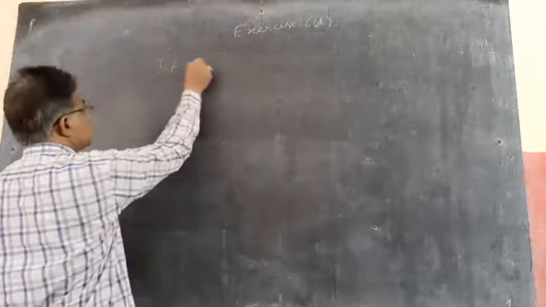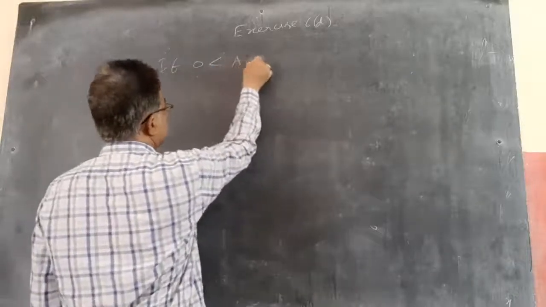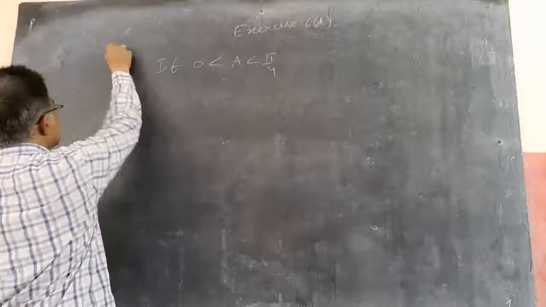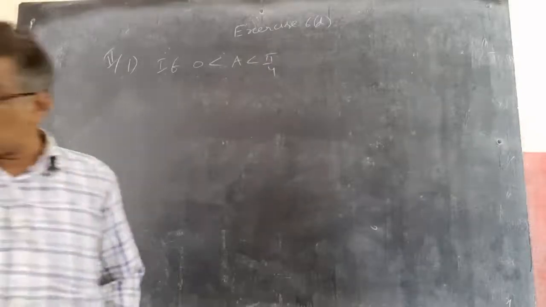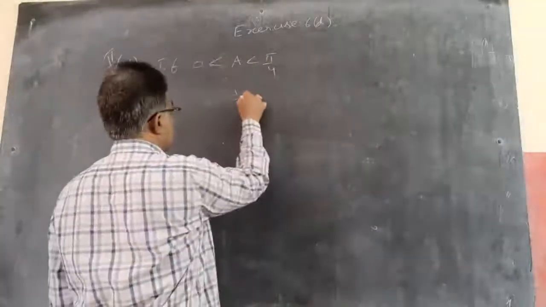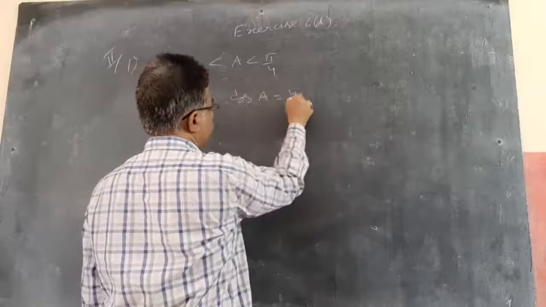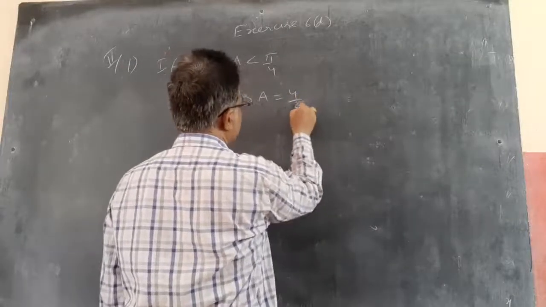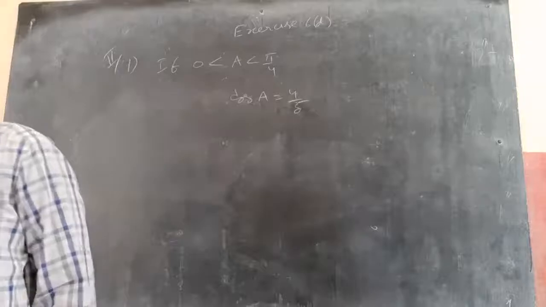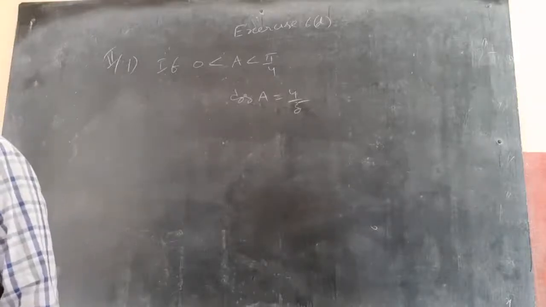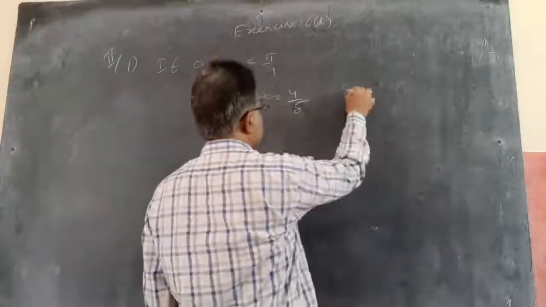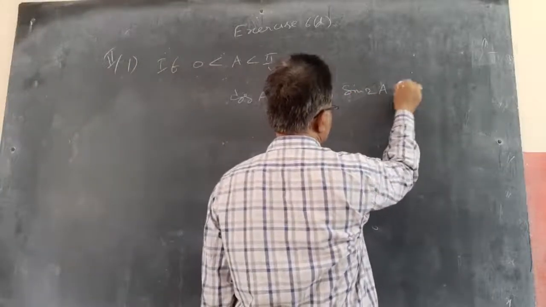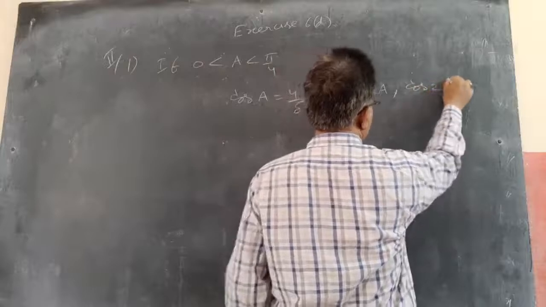Second Roman first one. If 0 less than a less than pi by 4 and cos a equal to 4 by 5, then find the values of sin 2a, cos 2a.